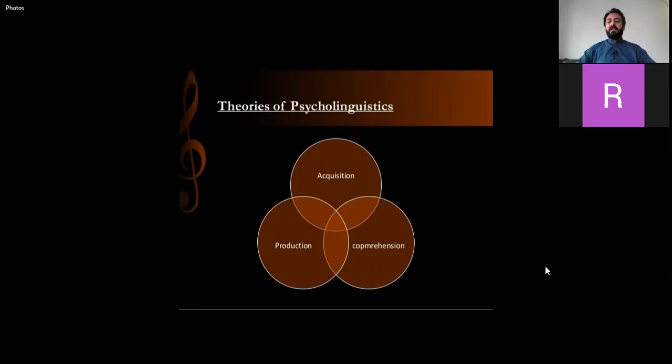And the second theory is about the production of human language. You people have already studied about the production of human speech, English speech sounds, as in the case of consonants as well as vowel sounds. And the third theory deals with the comprehension of language. Now we study these in detail.